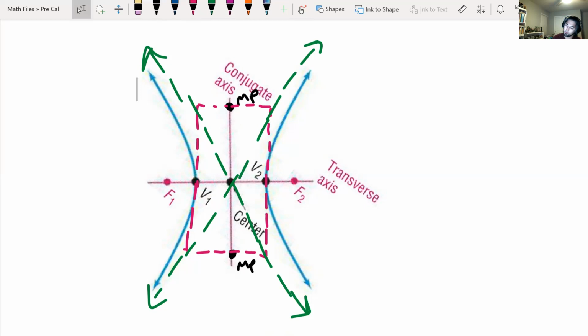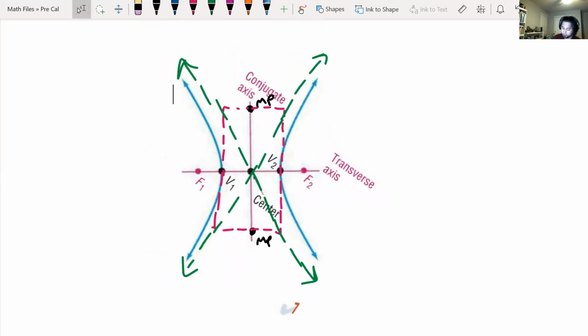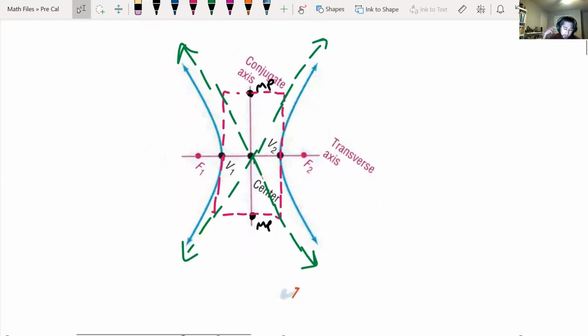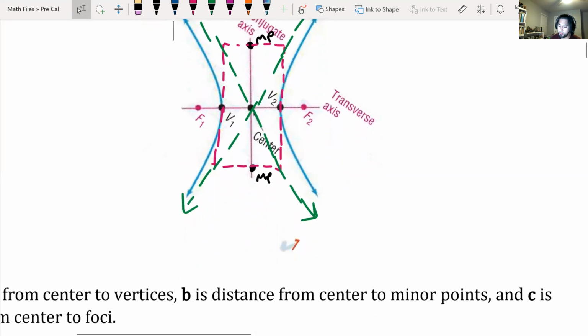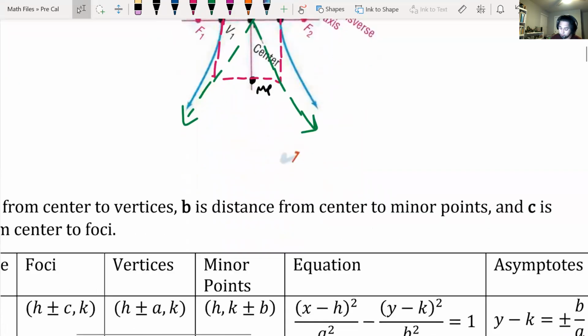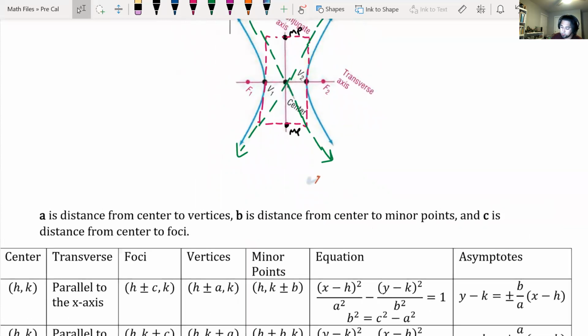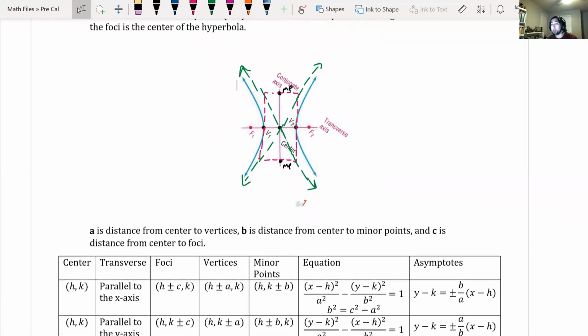Exact same. But this time A would be the smallest number. This time A is smaller than definitely the foci, right? Yeah, definitely the foci. It would depend on where the minor points lie to see whether A or B would be bigger than each other. So just like I stated below, A is the distance from center to vertices, B is the distance from center to minor points, and C is the distance from center to foci.